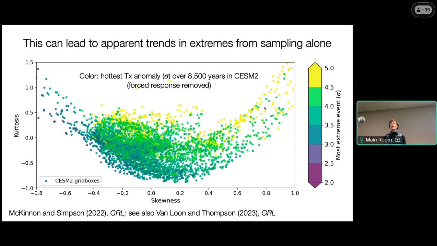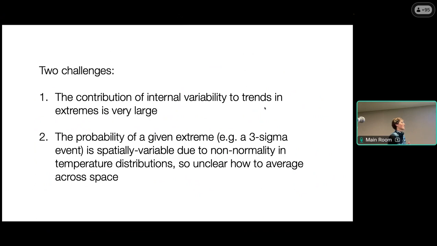And in addition, if models and observations differ in these distributions, which they do tend to, then you might not be comparing like with like in a way you don't necessarily realize. So all of that motivated some work that I'll talk about at the very end here. But just to sum up, there's two key challenges right now in terms of understanding and comparing models and observations. One is that the contribution of internal variability to extremes is very large. And then the probability of a given extreme being spatially variable due to non-normality in temperature extremes, or in temperature, excuse me.